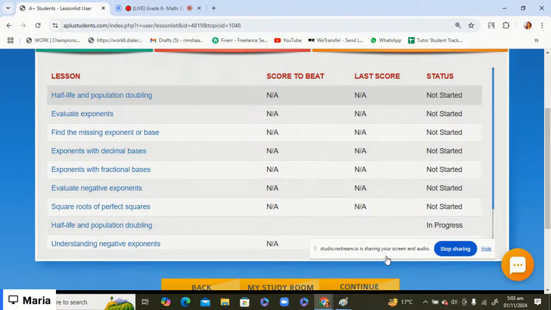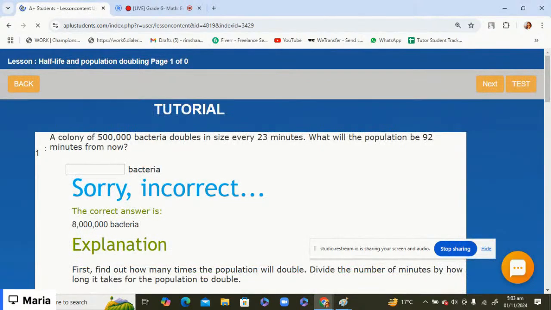We are on the chapter exponents and square roots. So here is the question. A colony of 500,000 bacteria doubles in size every 23 minutes. So what will the population be 92 minutes from now? They are saying that the bacteria double in size every 23 minutes. So what will the population be 92 minutes from now?